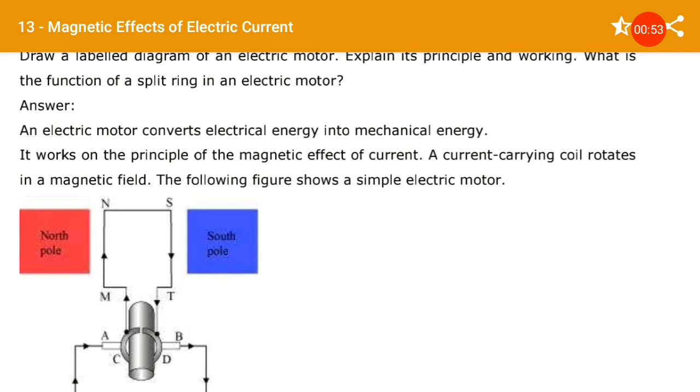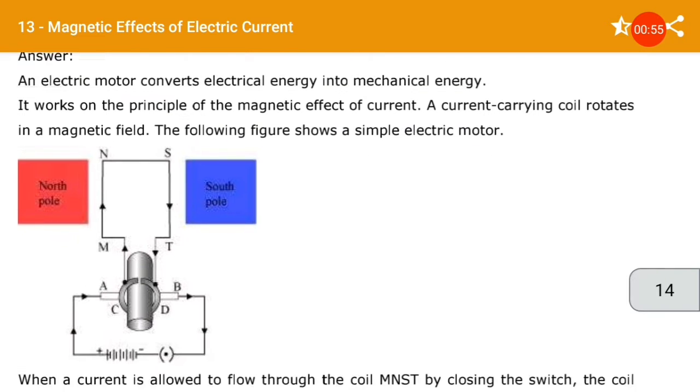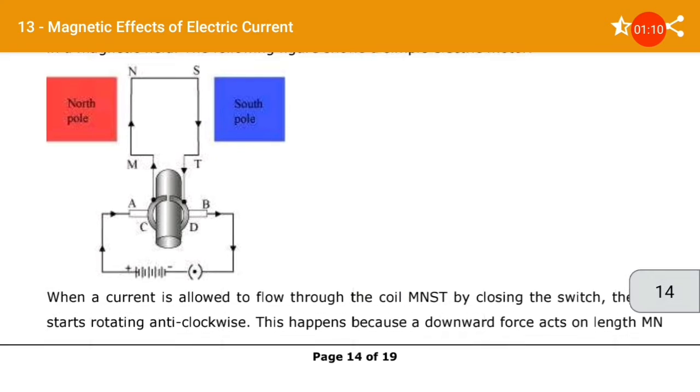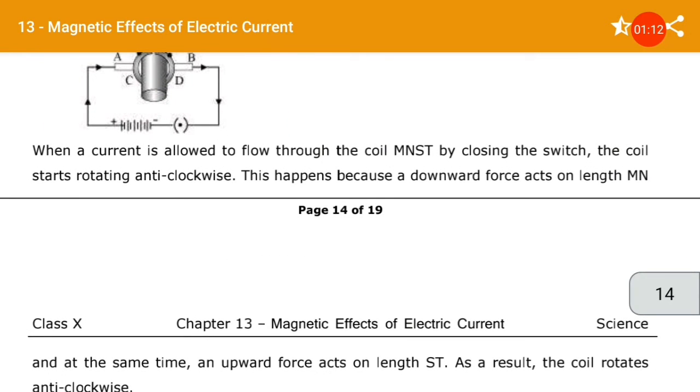Follow the figure. You can see the simple electric motor that you have to draw. In between the north pole and south pole, the diagram must include the labeling. Where is the split ring, where is the commutator, all these things you have to mention. Now here, when a current is allowed to flow through the coil MNST by closing the switch, the coil starts rotating anti-clockwise.